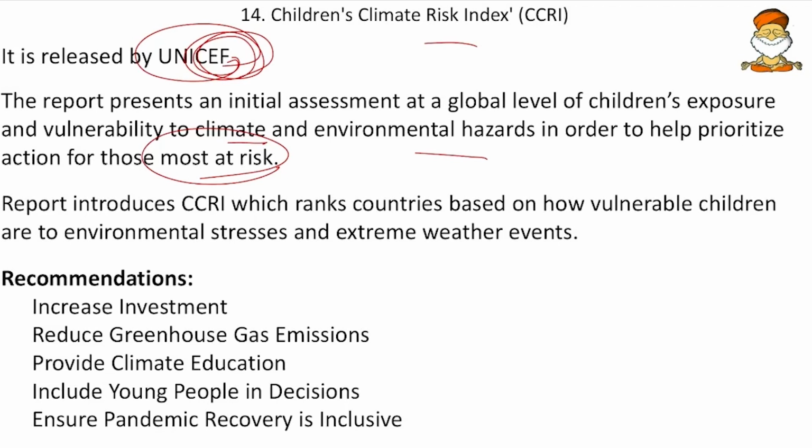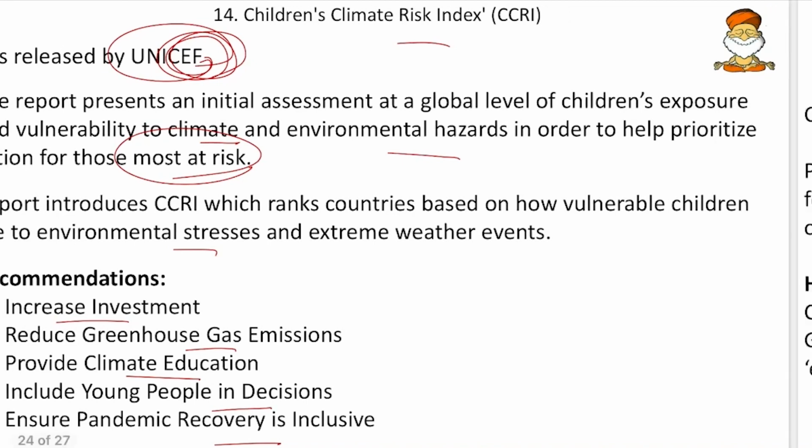Then the report introduces the CCRI, which ranks countries based on how vulnerable the children are to environmental stressors. And friends, the report also gives some recommendations, that is, increase investment so that the children will be saved from the climate risks and reduce greenhouse gas emissions. Then provide climate education to the children, include young people in decision making, and ensure pandemic recovery is inclusive. Inclusive means even for the poorer people, we should provide clean facilities in the COVID-19 relief works.